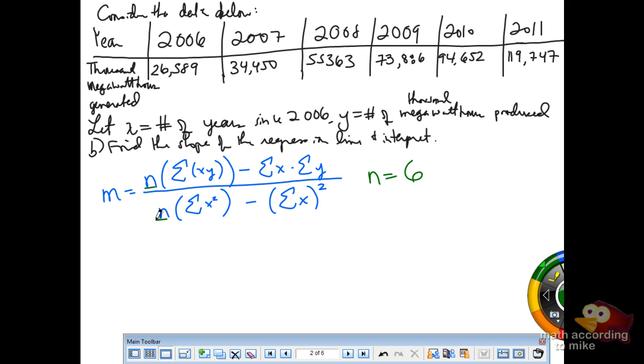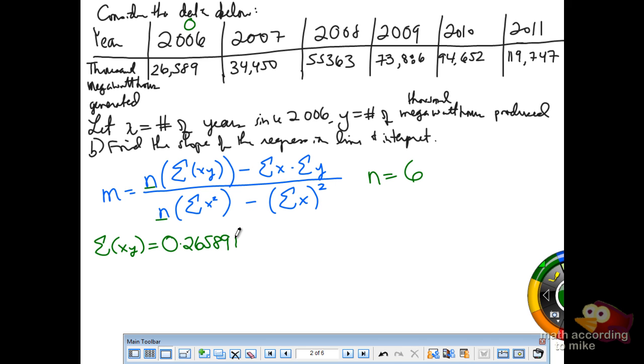Okay, let's do the first one. Sigma of xy. What this means is the sum of the products of the x's and their corresponding y's. So the first x is really 0. Its corresponding y is this 26,000 number. So even though this is going to just be 0, just for funsies, I'm going to write it all in. So this would first be 0 times 26,589. So that's the first product.